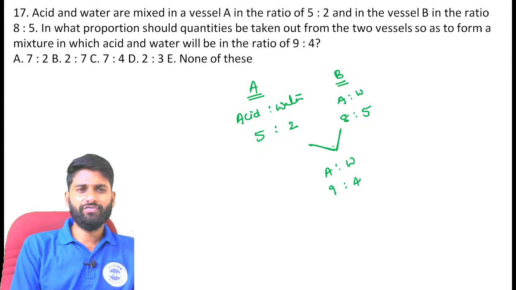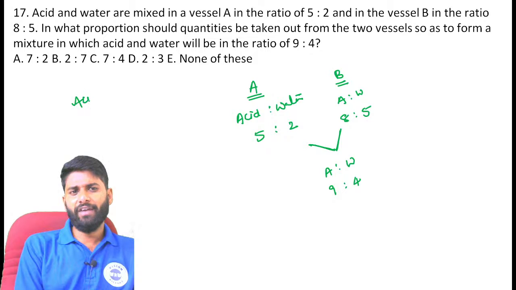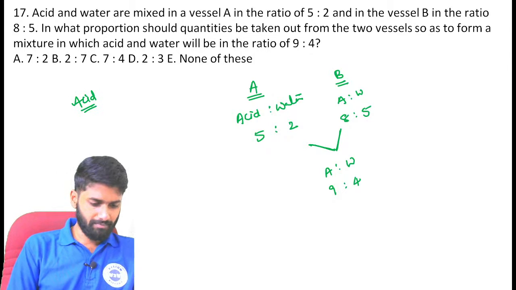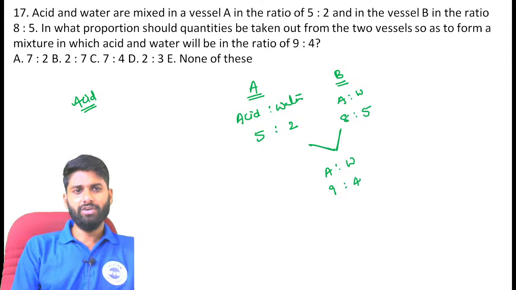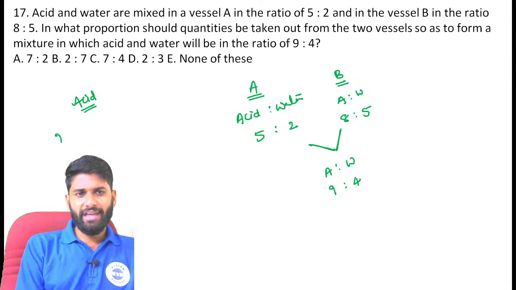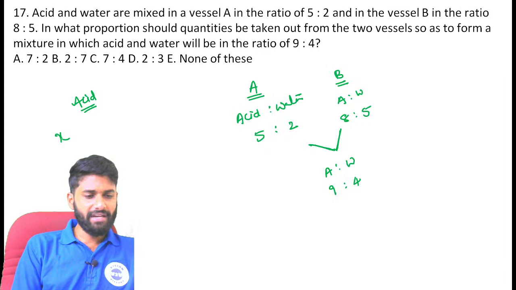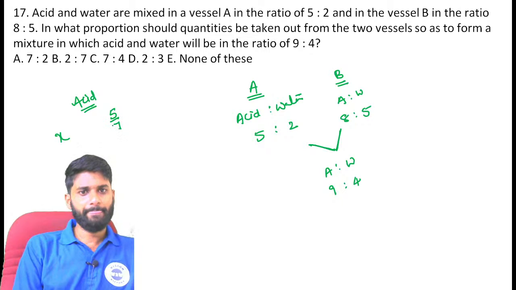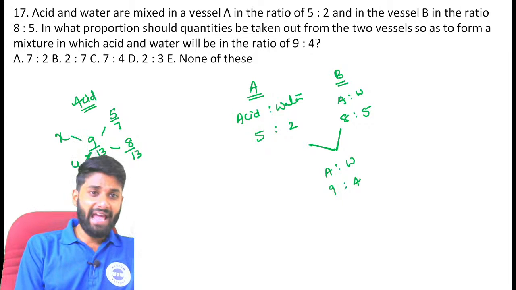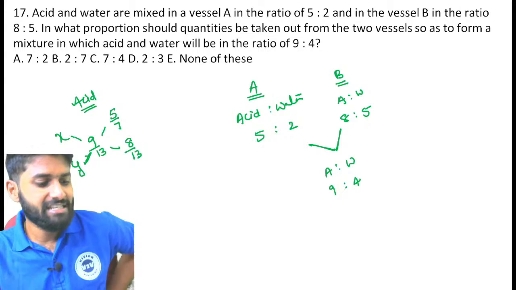For solving this type of question, first of all, decide whether you can find the answer in terms of either acid or water. First, I am going through it just based on the acid. See, acid, first of all, I am removing x quantity. If you are removing x quantity from A, that acid content is exactly equal to 5/7. Now we are removing y quantity from B, the acid value becomes 8/13. And the final quantity of acid must be 9/13, guys. Take it as either the acid value individually or the water value individually. The answer is always constant.